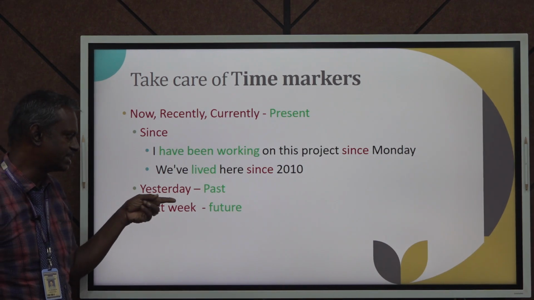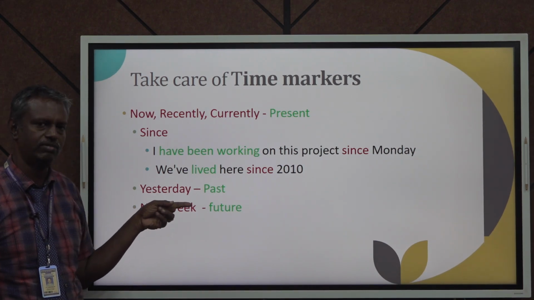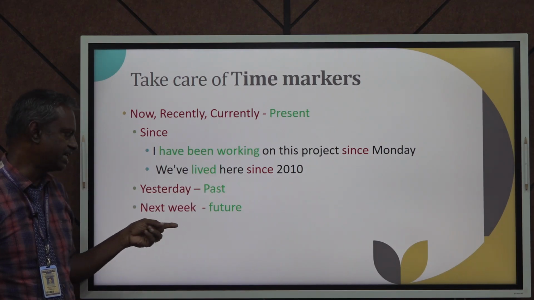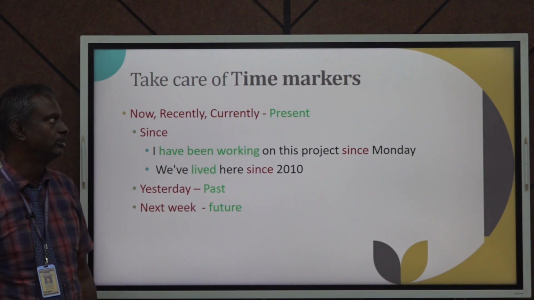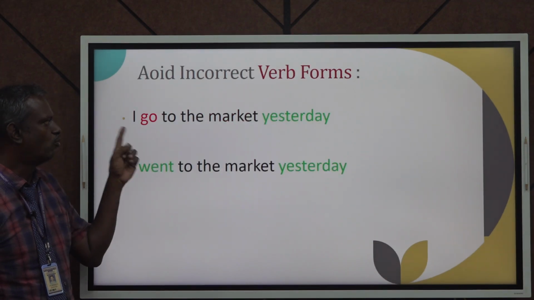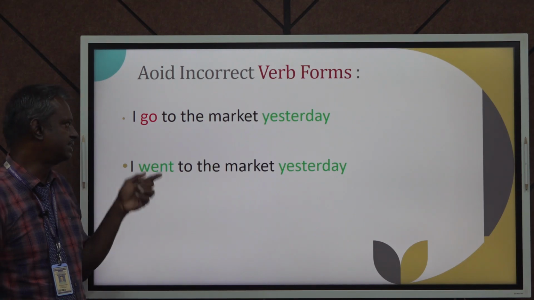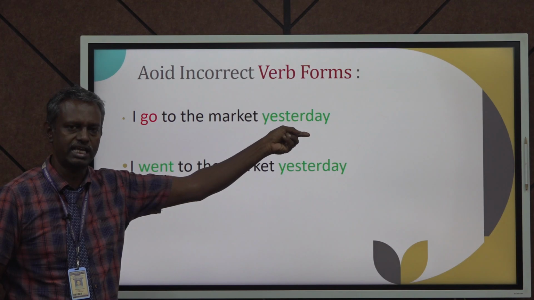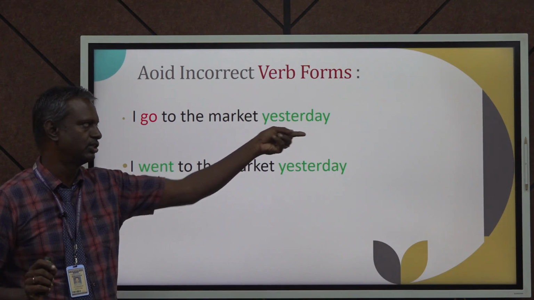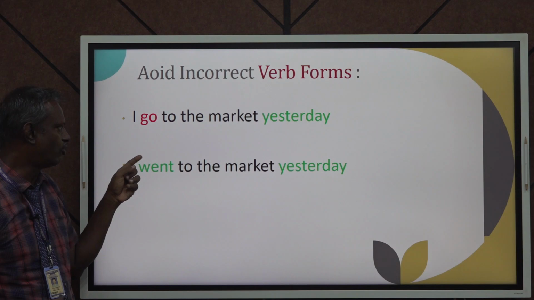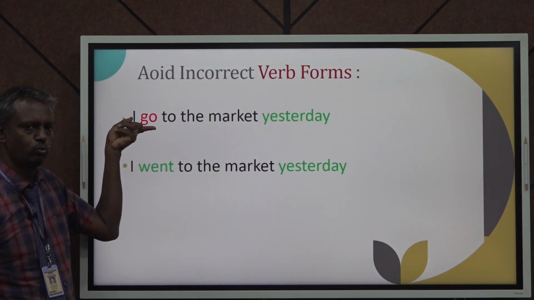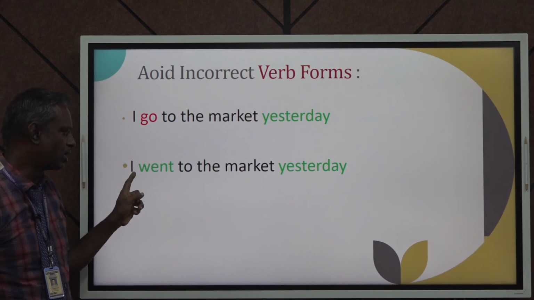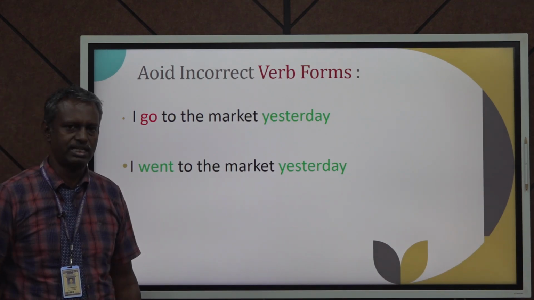Now, move to yesterday. When you have a time word referring to the past, like yesterday, it is past, and if it is next week it refers to the future. Now, move to the next one. Avoid incorrect verb forms. For example, I go to the market yesterday. Here the time word is yesterday, which refers to the past. So the correct form is went, because go is V1, and went is the past form you have to use. So, the right way is I went to the market yesterday.